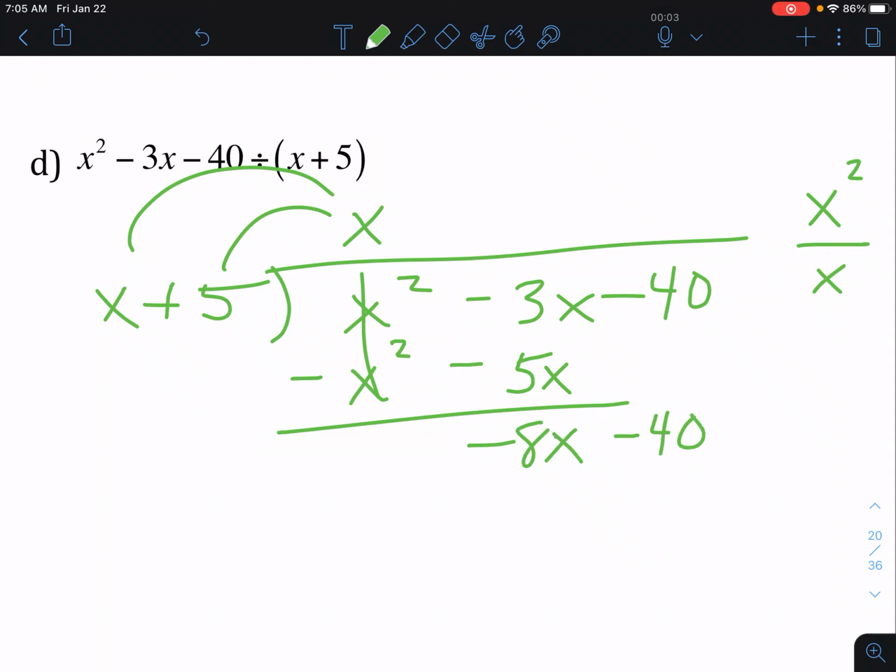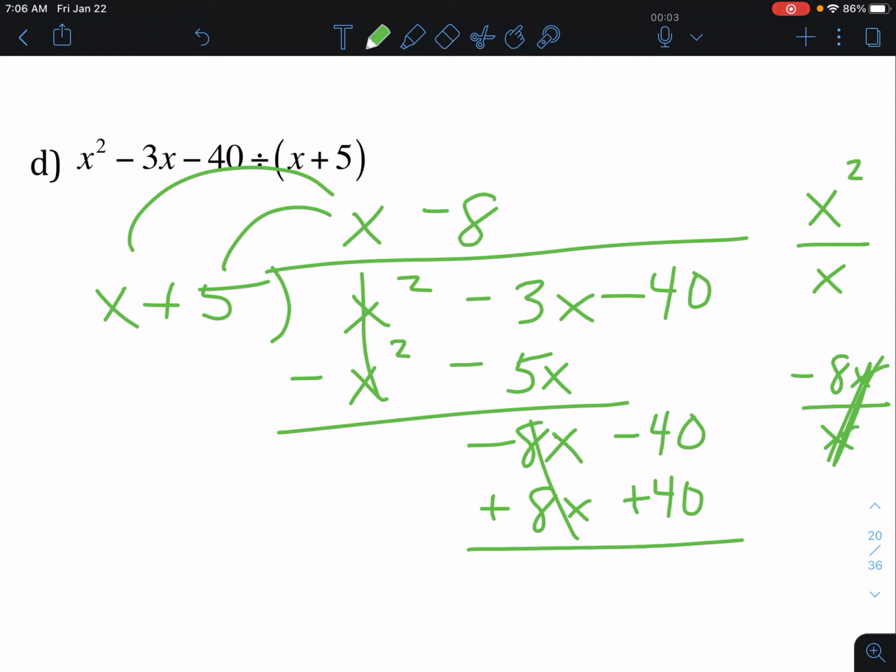And bring down your next term. And start over again. First term divided by first term. The x's cancel, you'll have minus 8. And then multiply twice, negative 8 times x, and negative 8 times 5. And then when we say subtract, but there's minuses, we change the signs. These cancel, these add up to 0. We don't have a remainder again, so our answer is x minus 8.